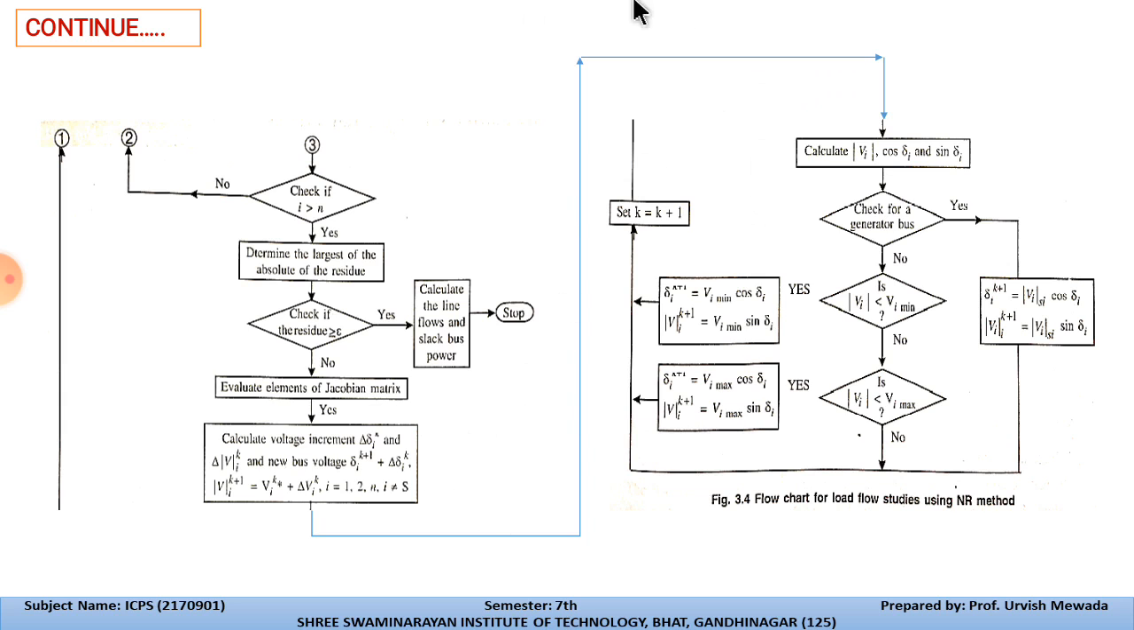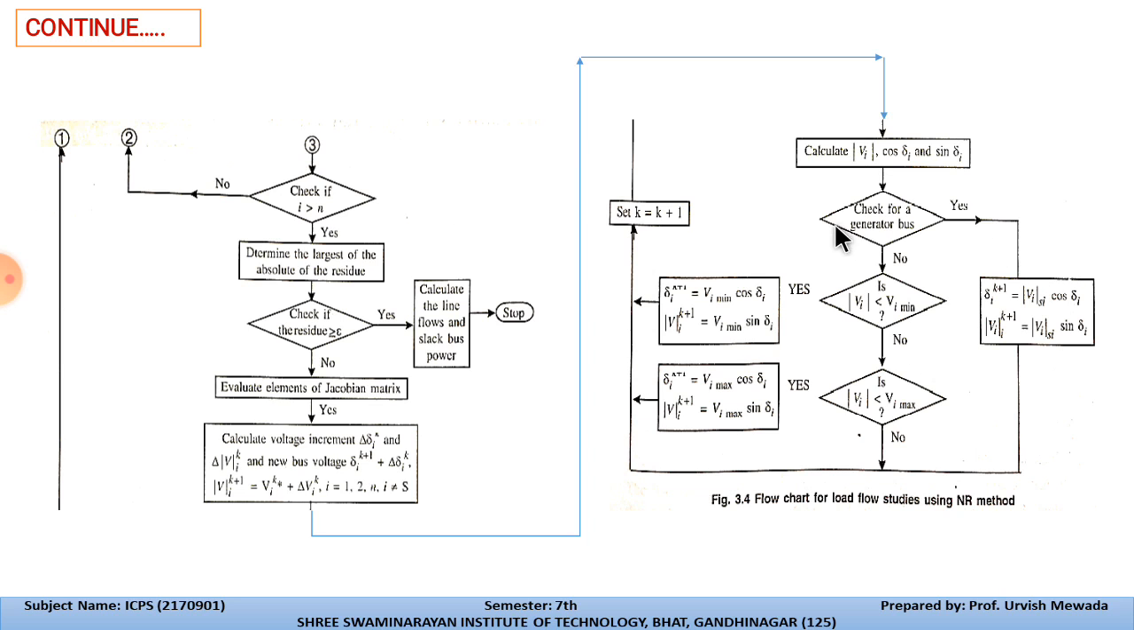After that it will follow this step where we calculate Vi cos delta I and sin delta I, and again we have the condition that checks for the generator bus. If the bus is a generator bus, then it will go towards delta I k plus 1 to mod Vi delta I cos delta I, and from that we can write this equation mod Vi k plus 1 is equal to mod Vi delta I sin delta I. And then it will follow this path and go towards step number 1.